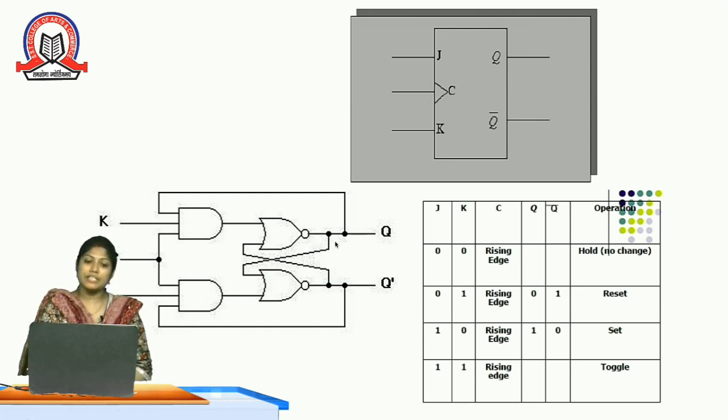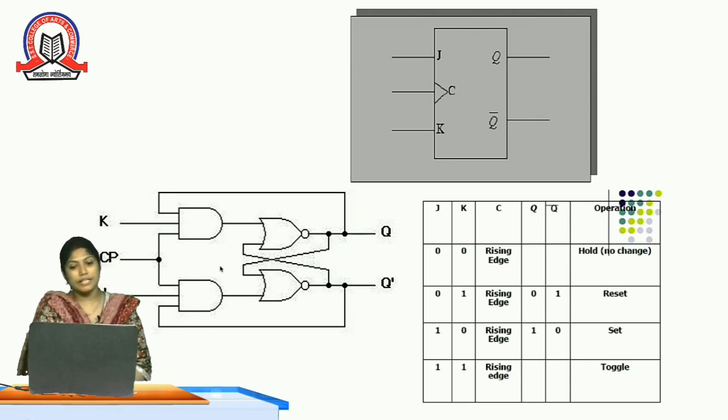Output of Q is given to the input of the previous NOR gate, and the output of Q bar is given to the input of this. So this state is basically cross coupled inverter. And again the K input. The final output, that is Q, is given to the K input of the AND gate, and Q bar is given to the input of the J. So this is the circuit representation of JK flip flop.